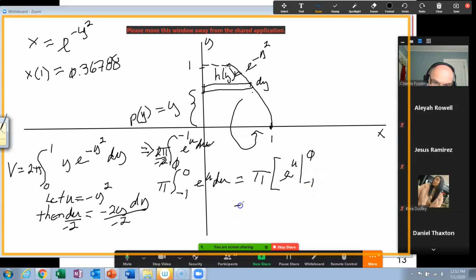Okay, so I'm going to try to do that. That's going to be pi times e to the 0, which is 1. Anything to the 0 is 1, except 0 to the 0 is undefined, minus e to the minus 1.